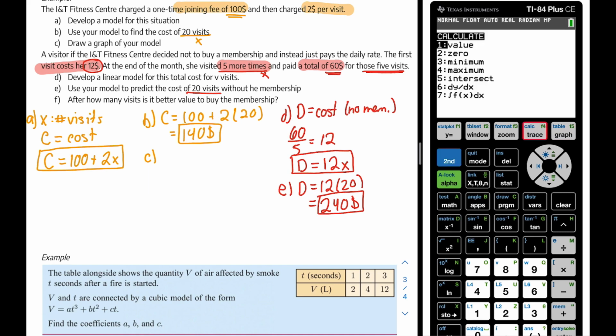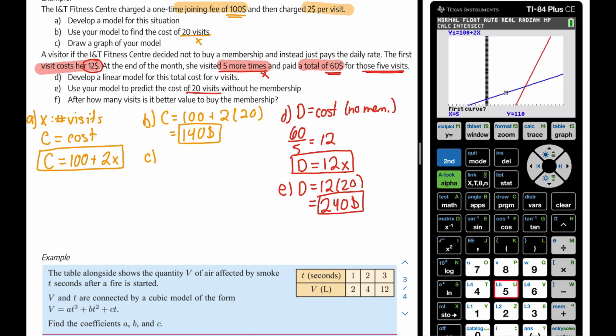So second function, trace. Intersection is our 5th option. First curve is blue, second curve is red, and then they ask us to guess the intersection point. We can just click on enter because there's only one intersection point possible. So for F, we're going to write on our piece of paper that the intersection point is 10 and 120.